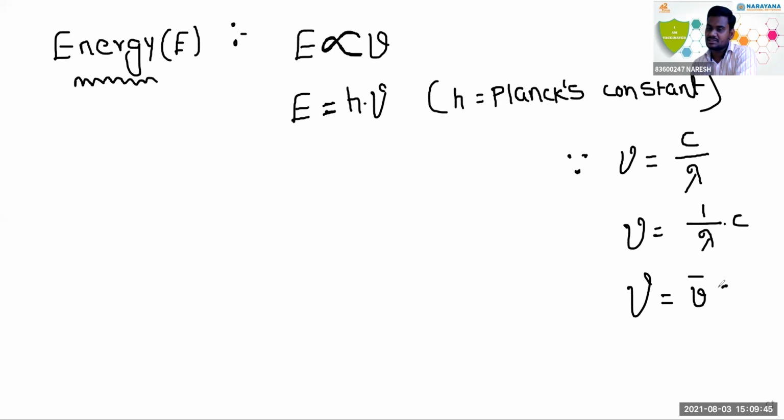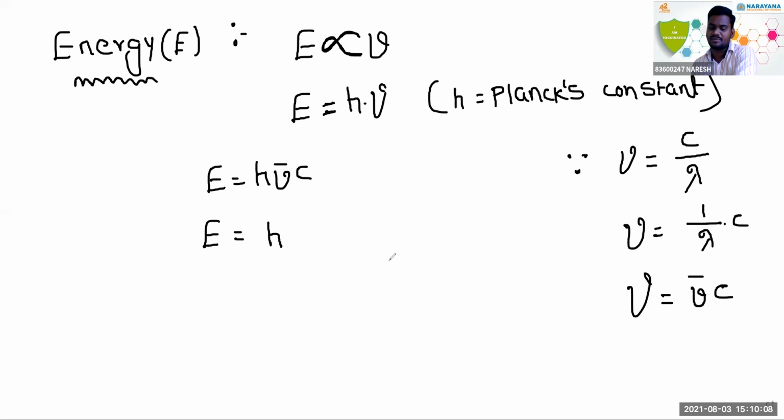Nu bar into C. So nu is equal to nu bar into C. Now come to here. E is equal to h nu. E is equal to h into nu, value how much? Nu bar into C. So from that, E is equal to h into nu bar into C.